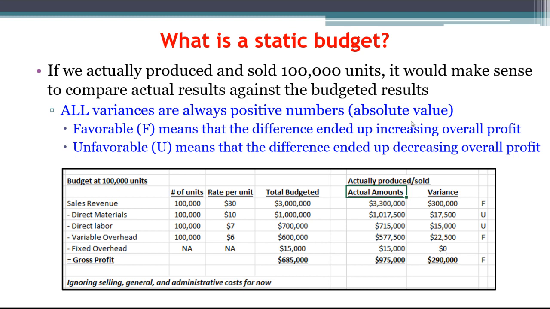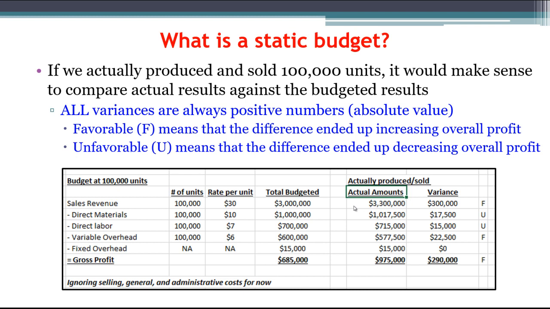We always use the absolute value of the difference between those two, and for that matter, it really doesn't matter which one you subtract first. It's always going to be a positive number anyways. To determine the sign, so to speak, we have to take a look at what that change means ultimately to gross profit. If it positively impacts gross profit, that's considered a favorable variance. If it negatively impacts gross profit, that's unfavorable.